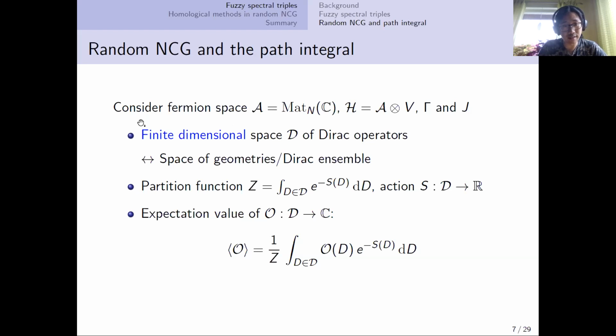The crucial part is that it's finite dimensional, which means that the partition function or the path integral is well-defined. So the partition function is just, as usual, given by this integral over e to the minus the action S of D. In this talk, we will just consider polynomial actions, so actions polynomial in the Dirac operator. And then the expectation values are computed as follows, just by inserting these observables inside the integral like this.